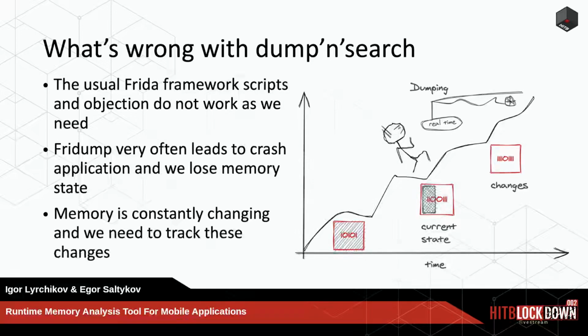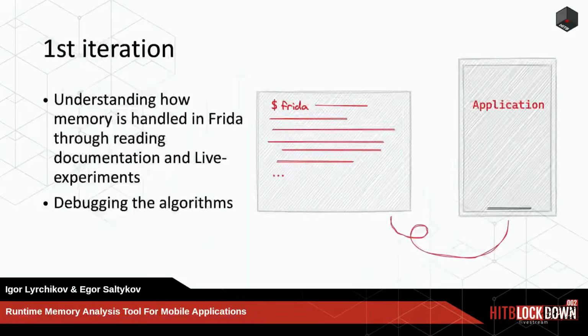We could not track the state of memory throughout the entire application at any given time while looking for a bunch of patterns. We started with the fridump code because it has the functionality of working with raw memory, and it helped us to understand how everything works.